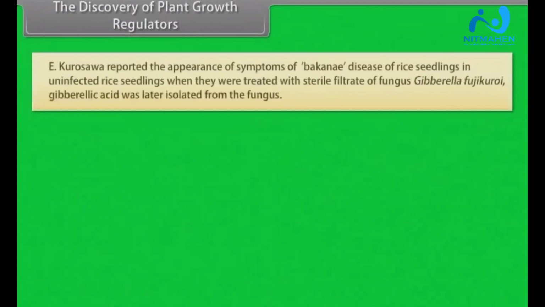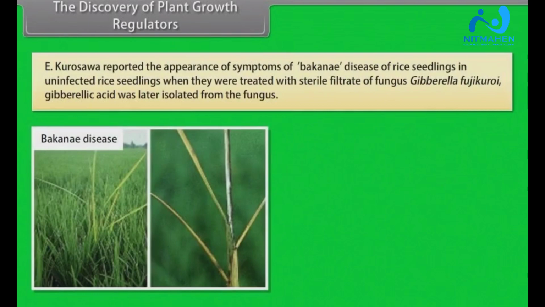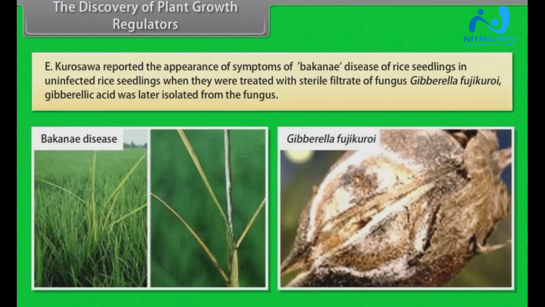E. Kurosawa reported the appearance of symptoms of Bakanae disease of rice seedlings in uninfected rice seedlings when they were treated with sterile filtrate of the fungus Gibberella fujikuroi. Gibberellic acid was later isolated from the fungus.